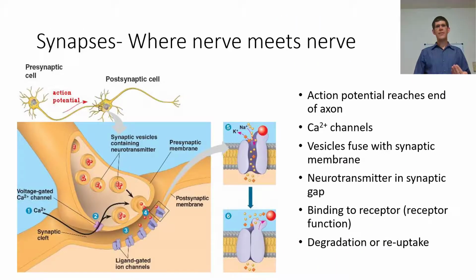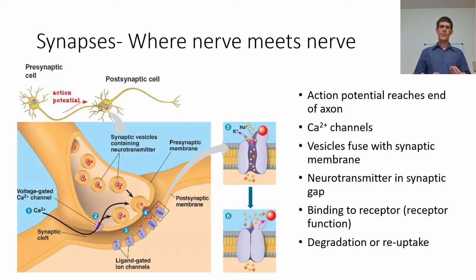At the end of the axon, you may have a synapse. This is where a nerve meets another nerve. When that nerve reaches another nerve, you're going to have that action potential traveling down the axon to the synapse. As the action potential reaches the end of the synapse, you're going to get the voltage-gated calcium channels opening. And voltage-gated calcium channels opening allows a lot of calcium to come into the cell.